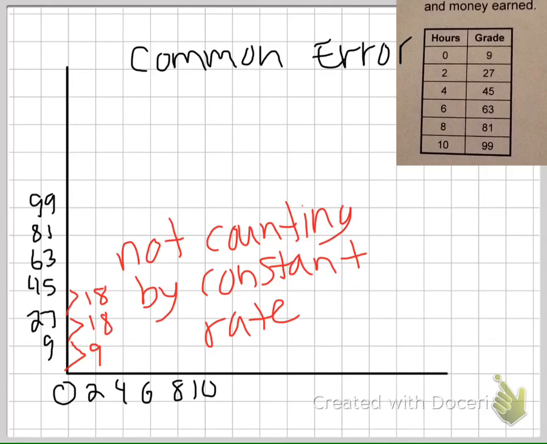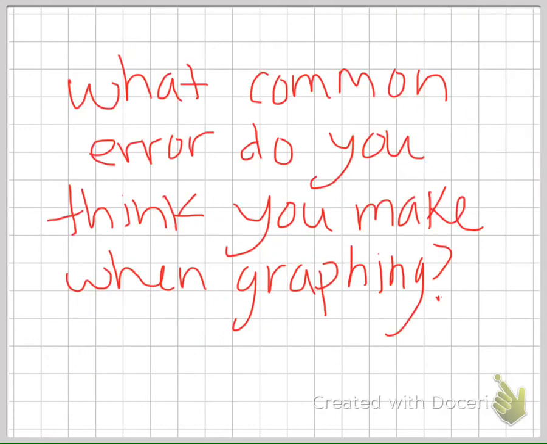Another one is you're not counting by a constant rate. The most common is that you guys are just taking the numbers from the table and putting those on your graph. But as you can see here, that means from 0 to 9 I was counting by 9, but then all of a sudden it was counting by 18. So that's not a constant rate. So you would not get credit for that.